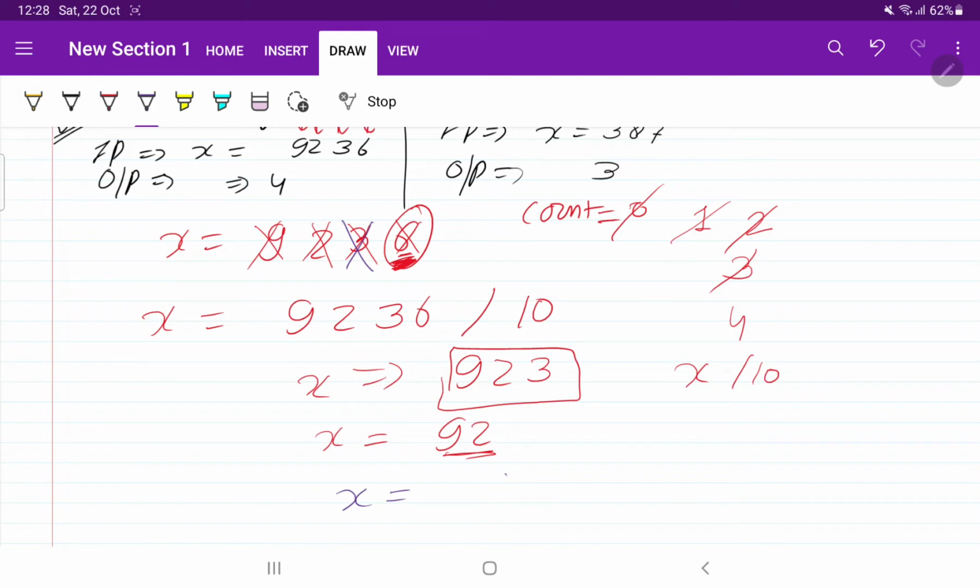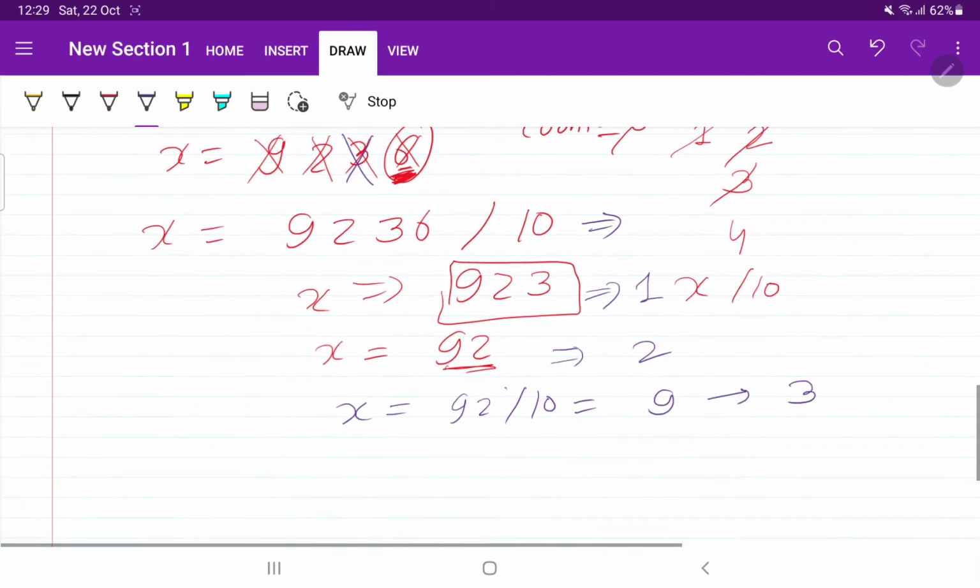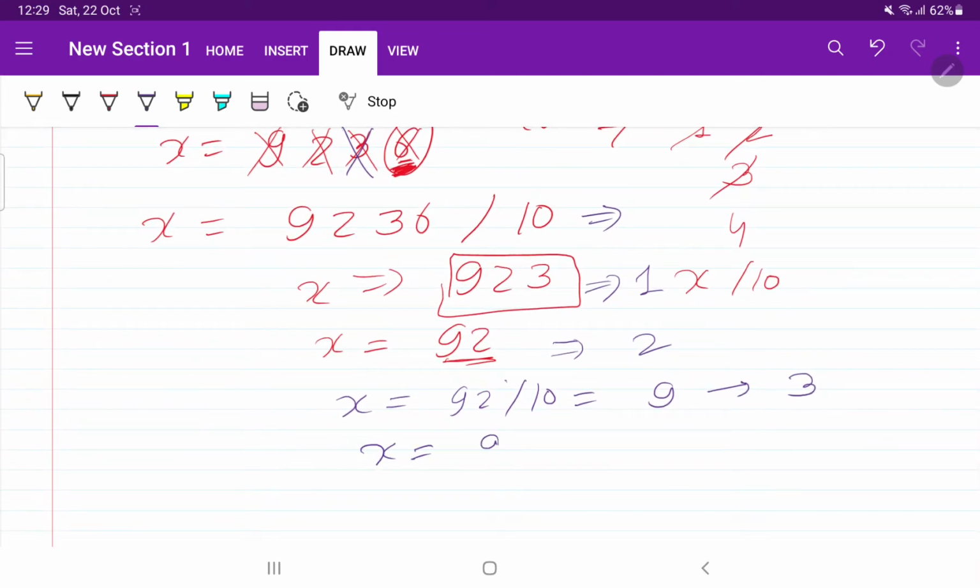And every time we are increasing the count. So first we remove this, count has become 1. Then we remove this, count becomes 2. Then we remove the next digit. Here the first number was removed, here the second number is removed. Now again 92 divided by 10, we are going to get 9. Now our count has become 3, and our number has become only 9.